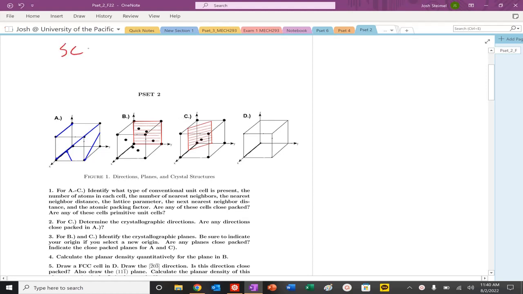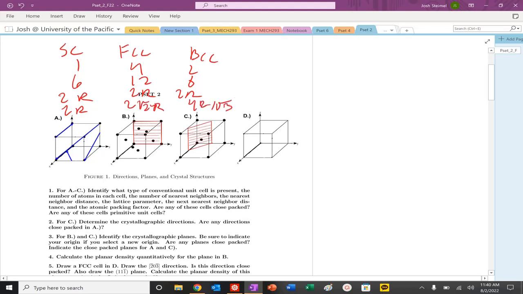So we have simple cubic for A, we have FCC here, and we have BCC here. Number of atoms in each cell: 1, 4, 2. Number of nearest neighbors: 6, 12, 8. The nearest neighbor distance is 2r here, 2r here, 2r here. Excellent. The lattice parameter for simple cubic still is 2r. For FCC, it's 2 square root 2 r. And for here, we have 4r divided by square root of 3 for our lattice parameter, which is a.